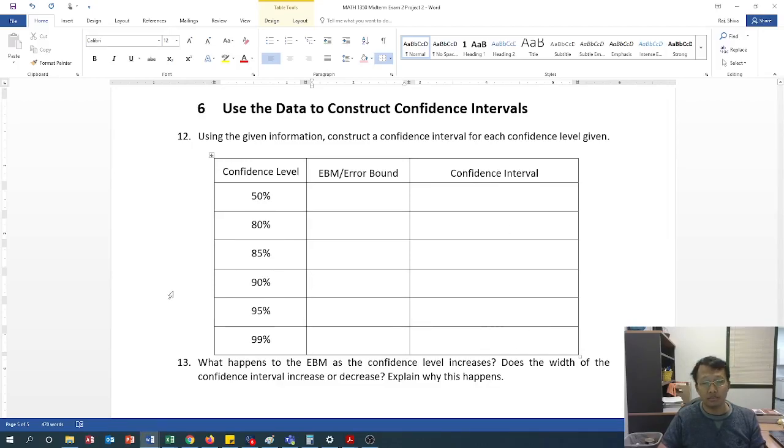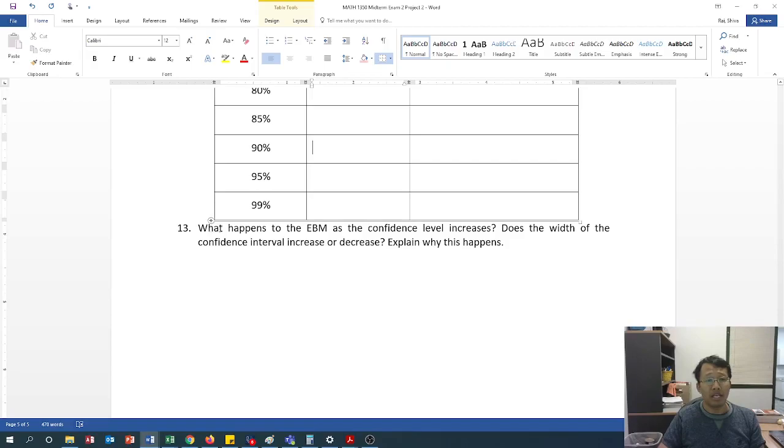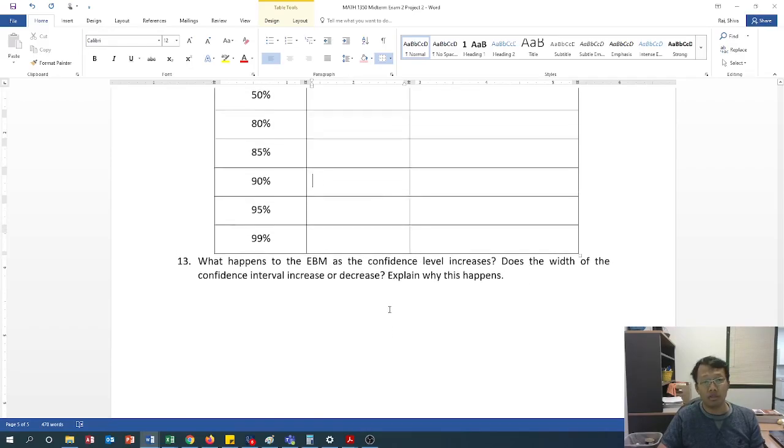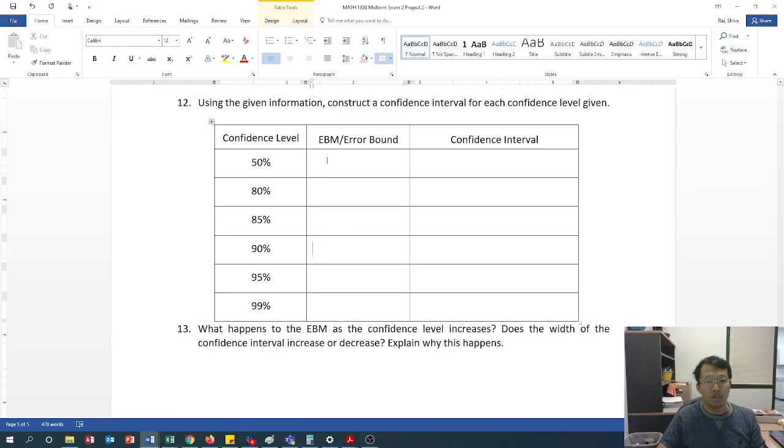Please do that. And then finally, answer what happens to EBM, the error bound on the mean, as the confidence level increases. Does the width of the confidence interval increase or decrease? Explain why this happens. Please try to use the idea of the normal distribution: how does it look, and what happens if, with the mean in the middle, you go further away and increase the distance in standard deviations? That will give you the answer. I won't say anything right here.